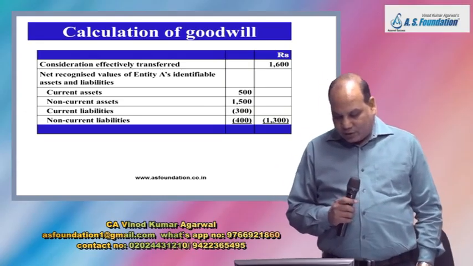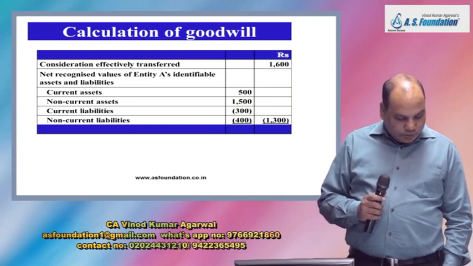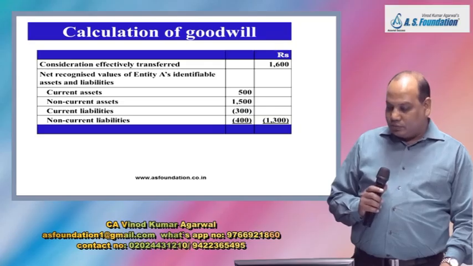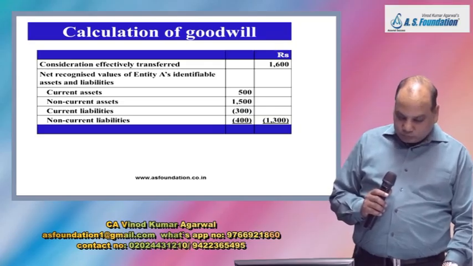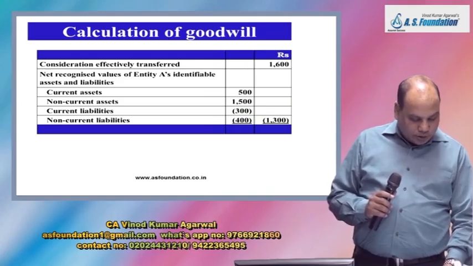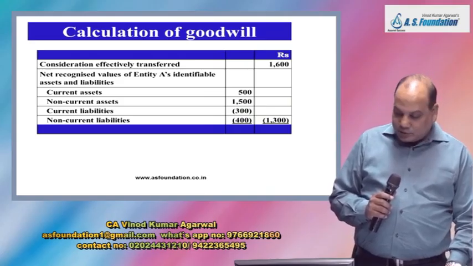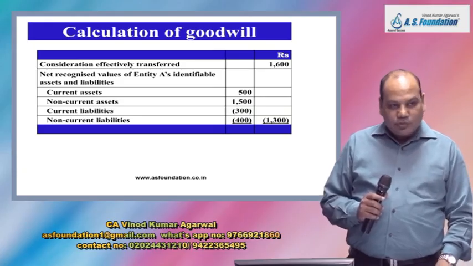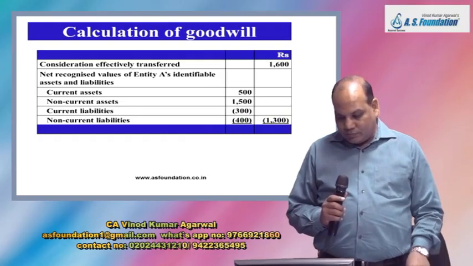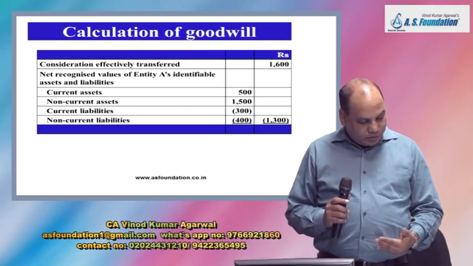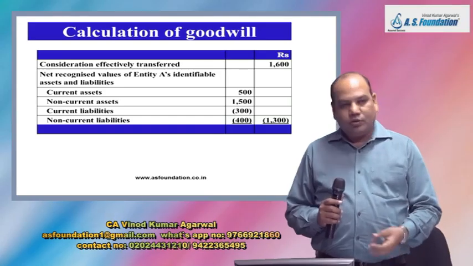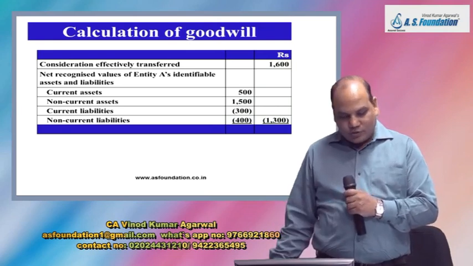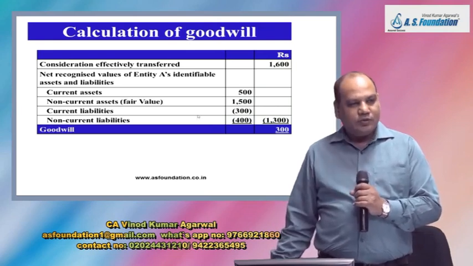Current asset 500. This I will take at book value starting from the first line. Non-current asset I will take fair value 1500. And below there are two liabilities also after 3 lines. Current liabilities 300, non-current liabilities 400. So how much it comes to? 1300. Or you could have added share capital plus retained earning plus 200 rupees appreciation in the fixed asset. Welcome, that is also right. So goodwill is 300.